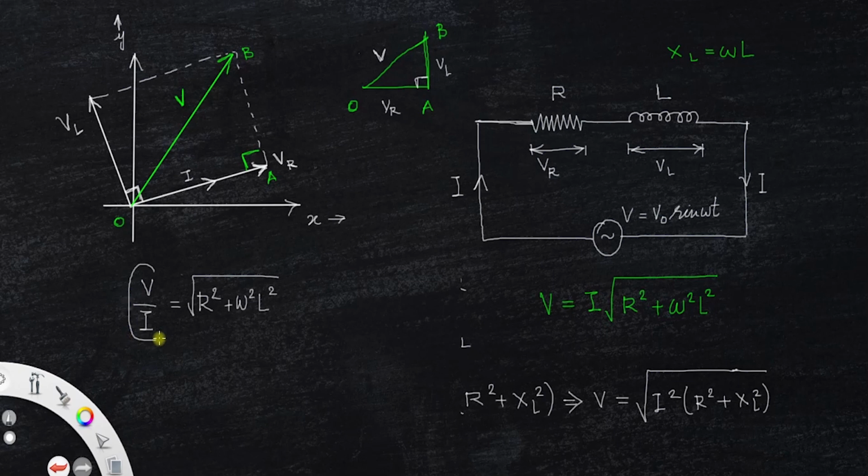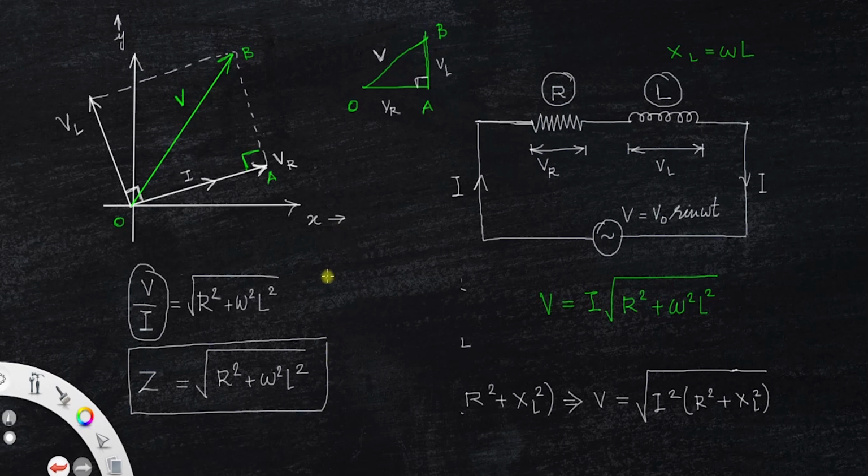Now we know the ratio of voltage to the current is always the resistance. But here it is not the simple resistance, it is the combination of resistance offered by the resistor and the inductor. Or we can say Z equal to root of R square plus omega square L square. And we call this Z as impedance. Impedance is nothing but the resistance offered by the combination of resistor and inductor to the flow of AC.